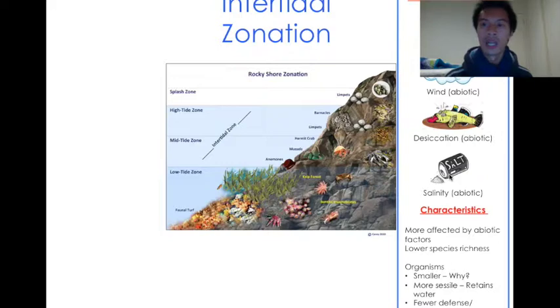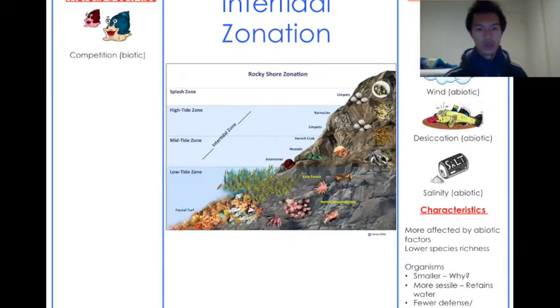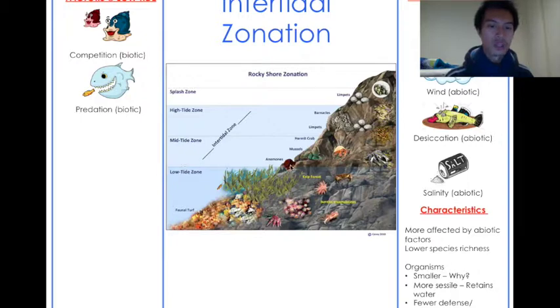On the flip side, down at this end here, at the low tide, you've got a whole different set of factors that are going to be limiting. These factors include competition. The conditions are much nicer here. You don't have a lot of stress in terms of heat, wind, and desiccation, but you are going to get a lot more other organisms competing for the same food sources and resources that you have. Predation, larger predators generally will hang down here, and so you have to watch out for those predators.